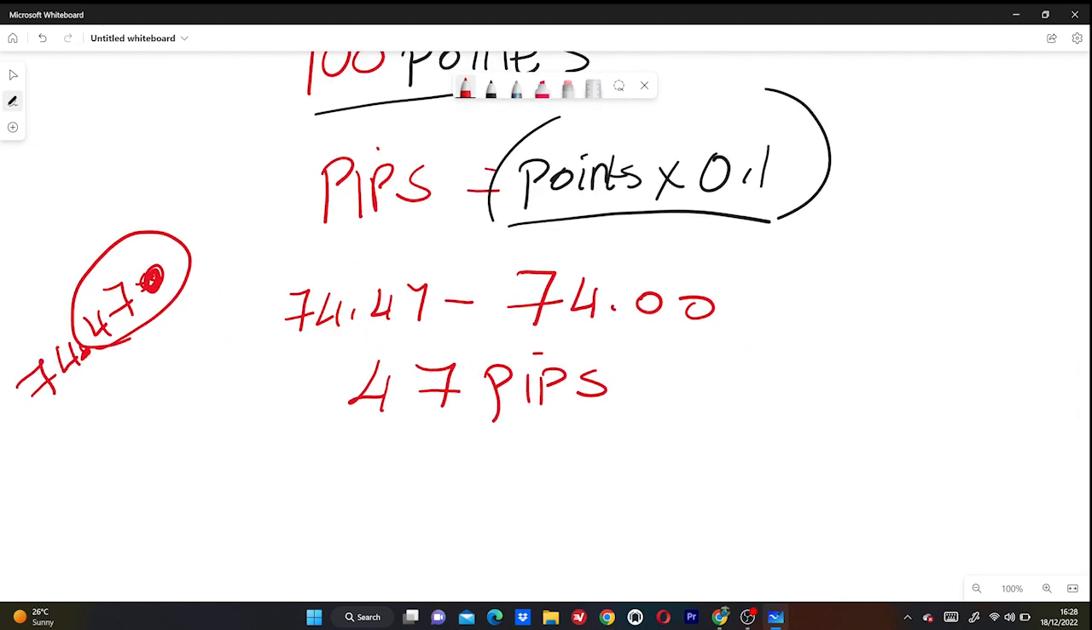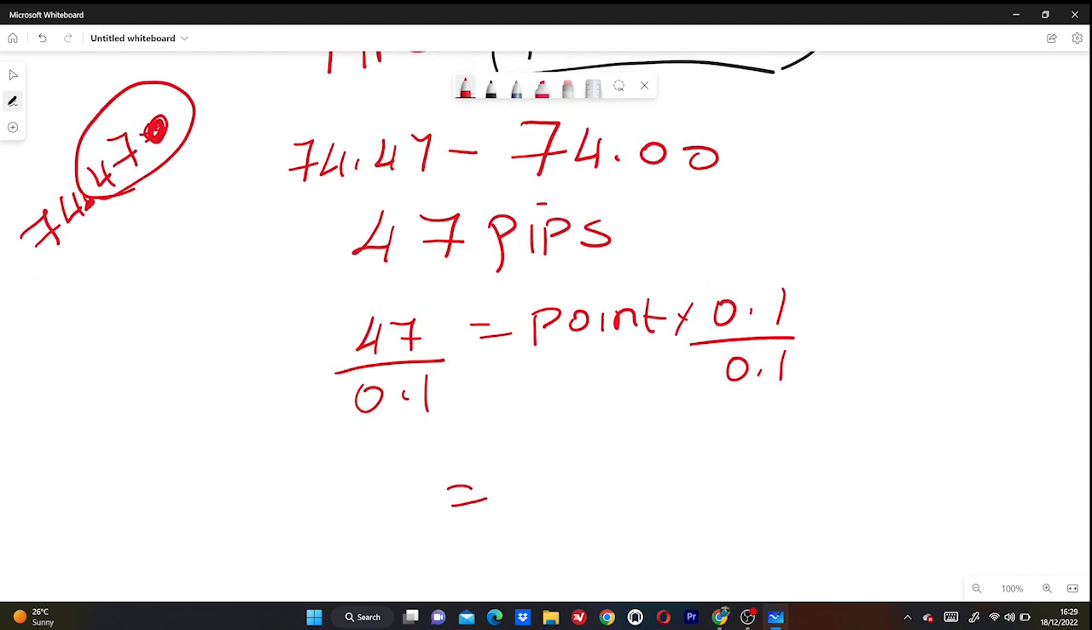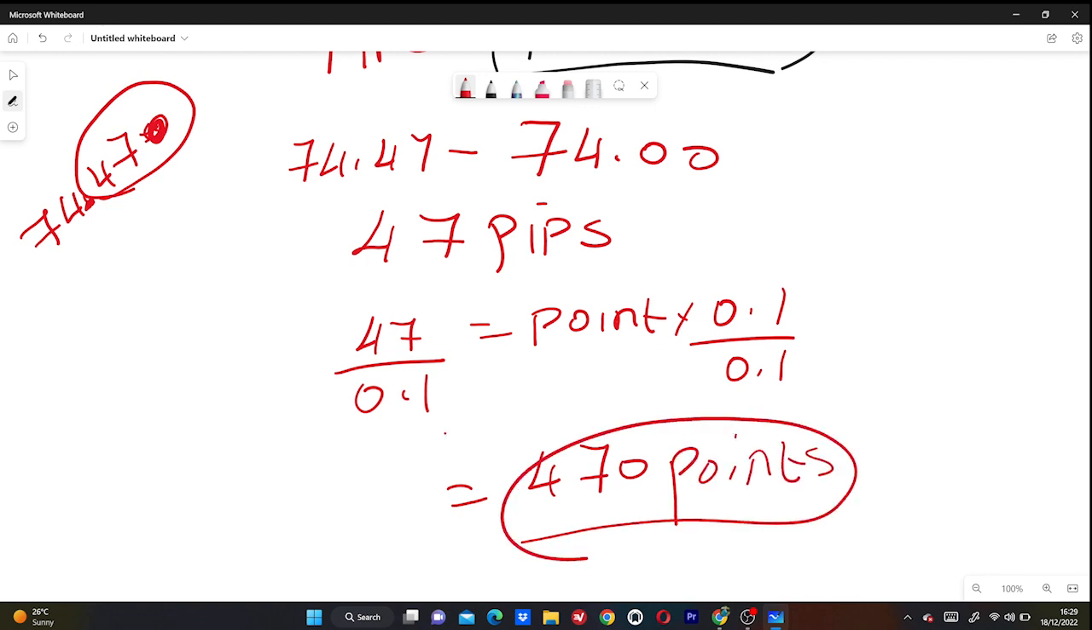This is 47 pips. If I want to approximate how many points, what I'll say over here is pips times, so it is 47, which equals points times 0.1, so I divide by 0.1, and you'll end up getting around 470 points. So that's how you calculate the points.